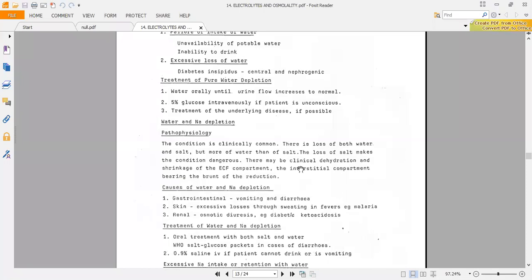So we said there are three causes of hypernatremia. The first one is when you are losing pure water. When you lose pure water, the volume of water reduces, and hence it makes sodium appear concentrated. So the first cause of hypernatremia is pure water depletion, and under it there are two causes. One is when the person is not drinking water.